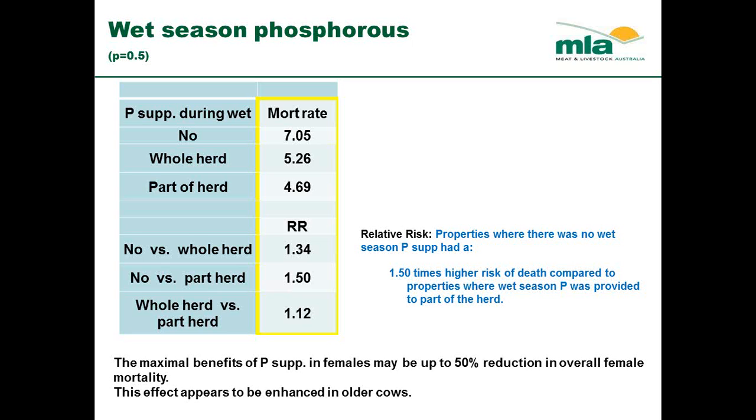But having said all that, I think we know and understand that mortality rates are significantly affected by phosphorus supplementation in females. And as I said earlier on, this effect appears to be enhanced in the older cows when we did the multivariable analysis.